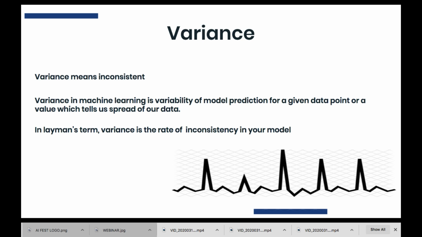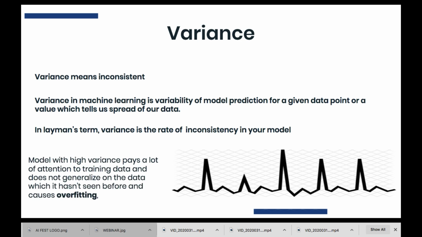So when your model works well on your train set and doesn't replicate that same performance on your test set, it lacks consistency. A model with high variance pays too much attention to the training data and does not generalize to new data, which leads to a term called overfitting.